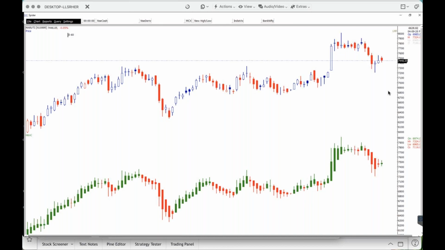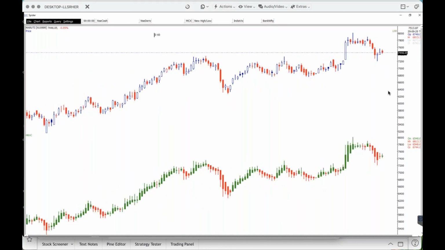Heiken Ashi. Heiken means average. Ashi means pace, which means the average pace of the market. Taking an average or calculating an average is generalizing or smoothing it out or making it a little slower. Heiken Ashi candles slow down the pace of the market.